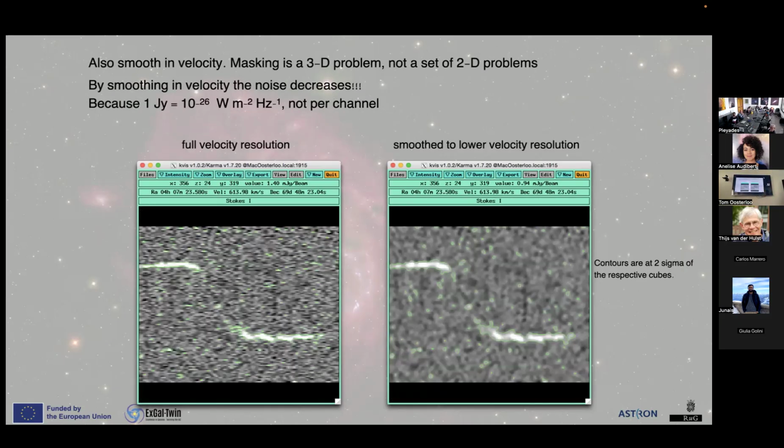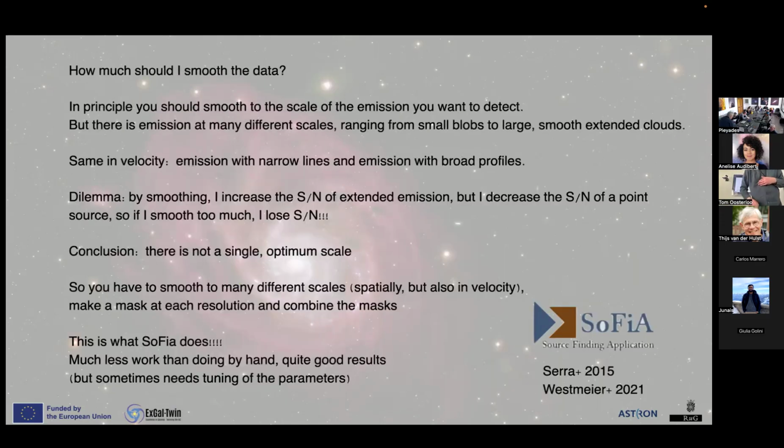Of course, you can also do the same in velocity. So you not only smooth spatially, but you can also smooth in velocity. Nice detail: smoothing in velocity, noise decreases. Because the unit is per hertz, that's an instrument independent unit. In the image we have per beam, which is instrument dependent. So if I smooth in velocity, the noise decreases, because I have per hertz, not per channel or per resolution. Here, with just a simple smoothing in velocity, you have a much better definition of the signal. So you smooth spatially and in velocity.